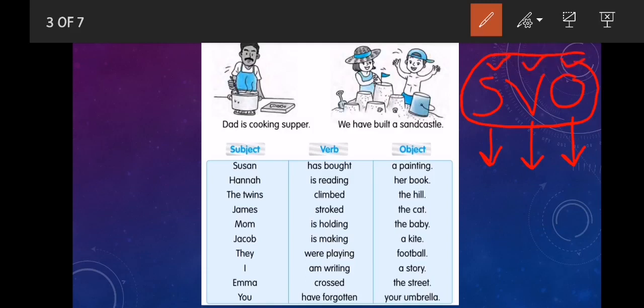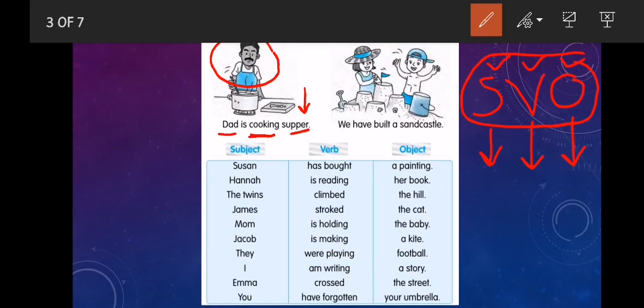Okay, now the subject and object. Subject adalah orang yang membuat itu action. For example, dad di sini. Okay, and verb di sini adalah cooking. Kata kerja di sini adalah cooking. Alright, the object di sini is supper. Object adalah where the action is done. Di mana action itu dilakukan pada objek.